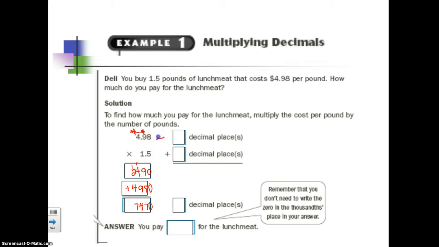Count how many decimal places 4.98 has. 2. How many decimal places does 1.5 have? 1. Add them together, you're moving the decimal point 3 places. 1, 2, 3. Remember that you don't need to write the 0 in the thousandths place in your answer. So you pay, and I'll show you, $7.47 for the lunch meat.